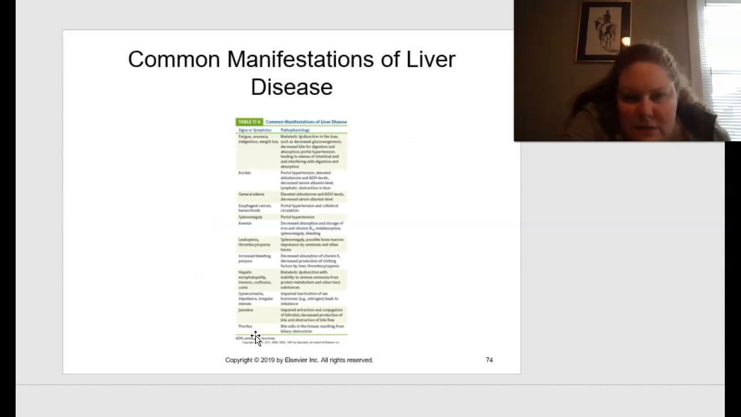So here is, it looks like, table 17.4. This is common manifestations of liver disease. And so this is a great little summary, on page 464. It's going to summarize your signs and symptoms on the left, as well as the pathophysiology, why it happens, on the right.